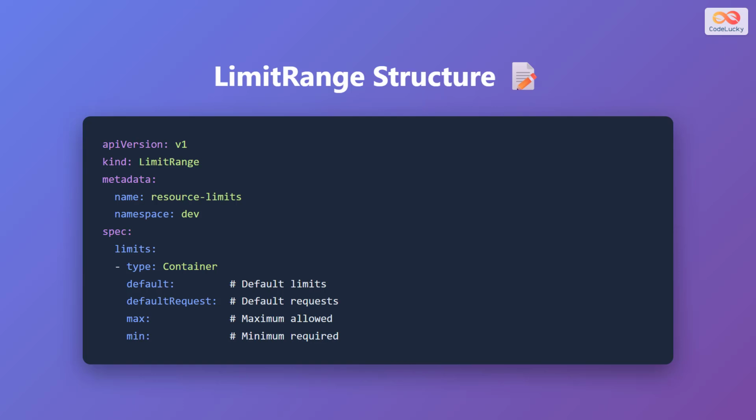Let's look at the basic structure of a LimitRange manifest. It follows the standard Kubernetes format with API version v1 and kind LimitRange. In the metadata section, you specify a name for your LimitRange and the namespace where it will be applied. The spec section contains a limits array where you define the constraints. Each limit entry specifies a type, typically container, and includes four key fields: default for default limits, defaultRequest for default requests, max for maximum allowed values, and min for minimum required values.